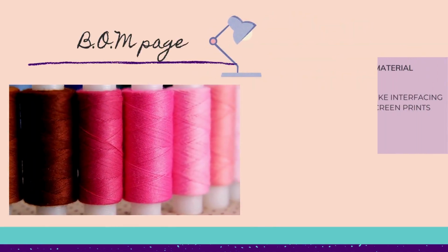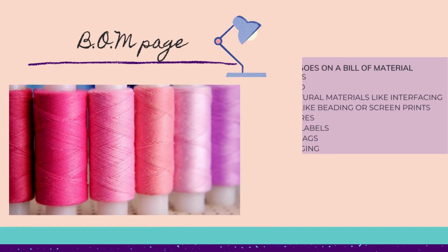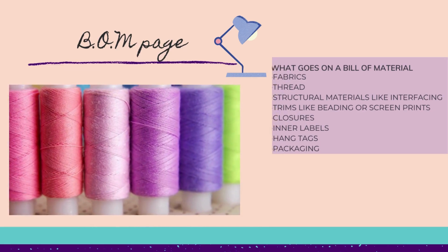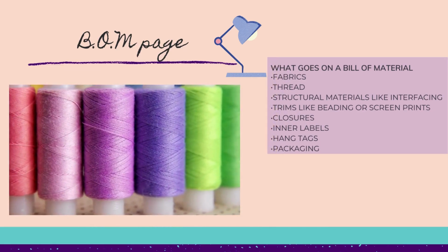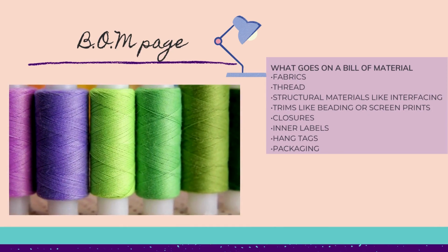Here are a few things you may find on a bill of materials. Fabrics, thread, structural materials like interfacing, trims like beading or screen prints, closures, inner labels, hang tags, packaging.